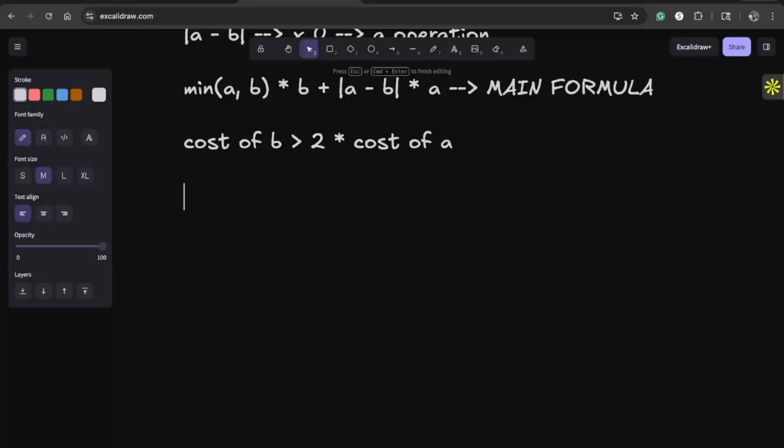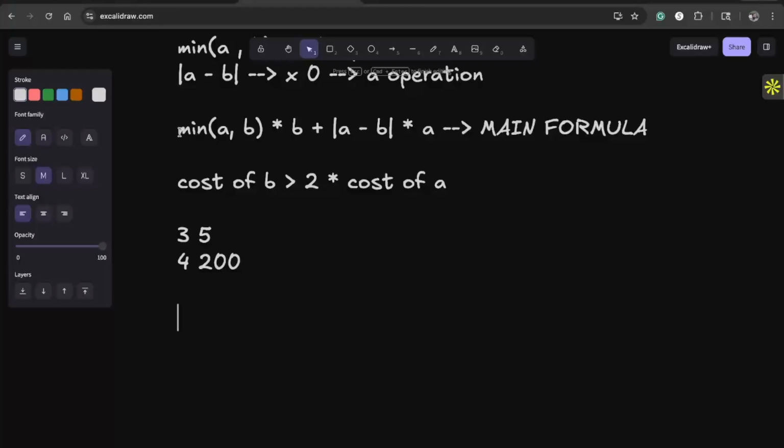Let's take an example to understand this. Let's use 3 and 5 as the values, and 4 and let's say 200 as our a and b values. So in this case, x is 3, y is 5, a is 4, and b is 200. Now in this case, we can still use this main formula, but it wouldn't be an optimal solution, because according to this formula, we will use the b operation 3 times, because the minimum of 3 and 5 is 3. So 3 times 200 is 600.